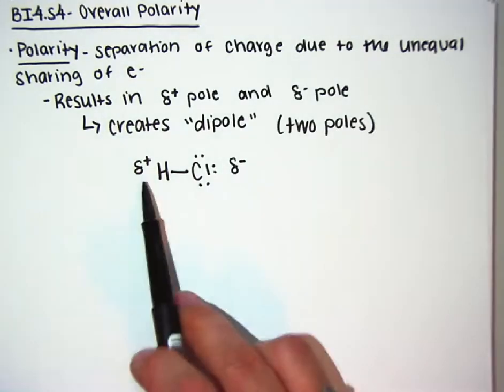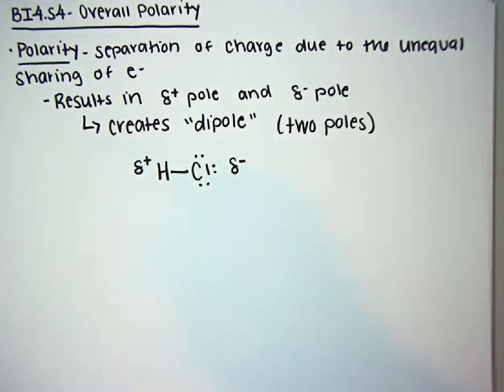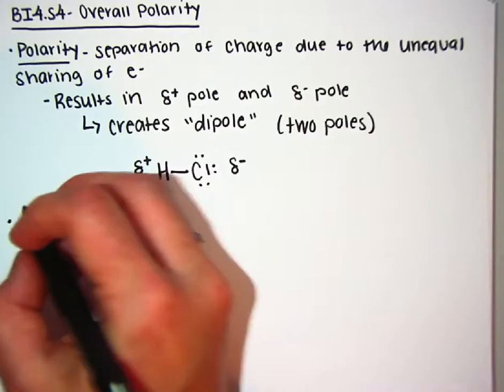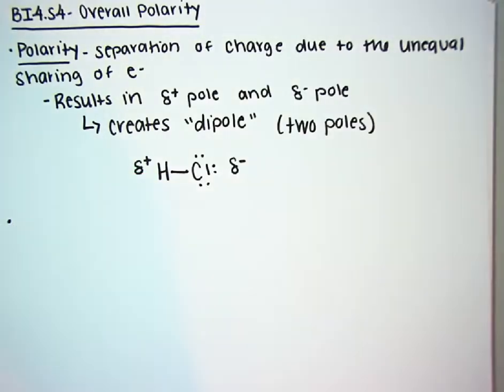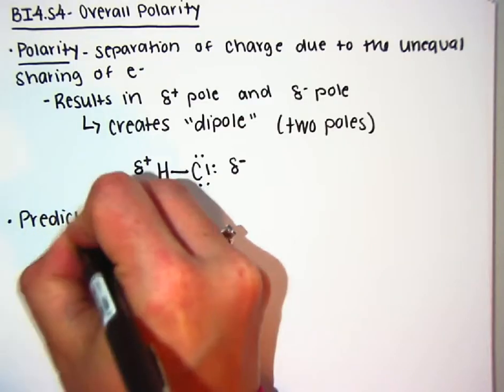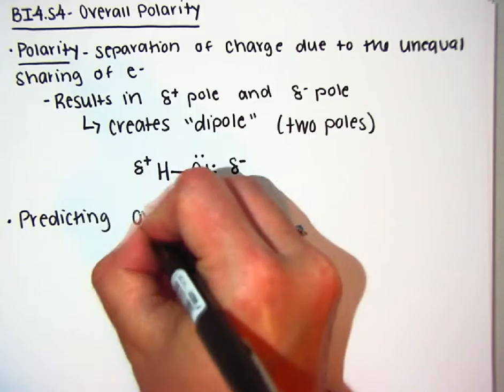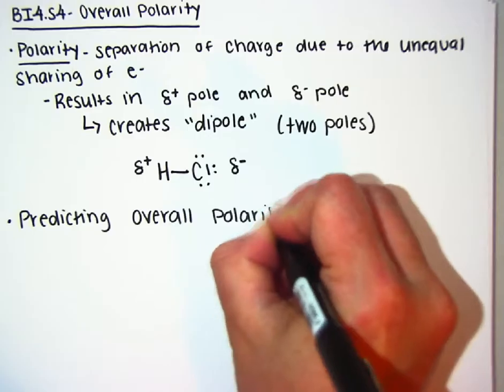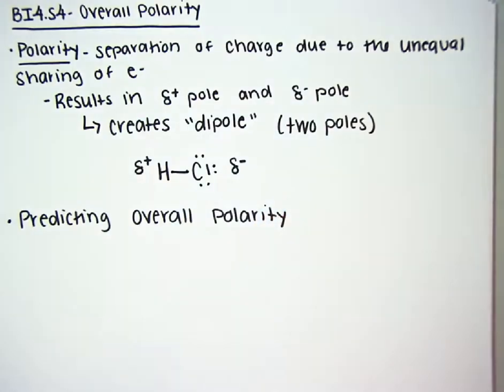It has two poles. So when we did bond polarity, we would calculate the difference in electronegativity and figure out the bond type based on that difference in electronegativity. Overall polarity is going to be a little bit different. So we're going to talk about predicting overall polarity. And to do this, we are not going to calculate the difference in electronegativity. It is going to depend on the shape or VSEPR geometry.